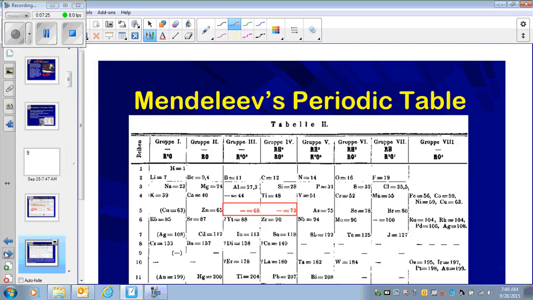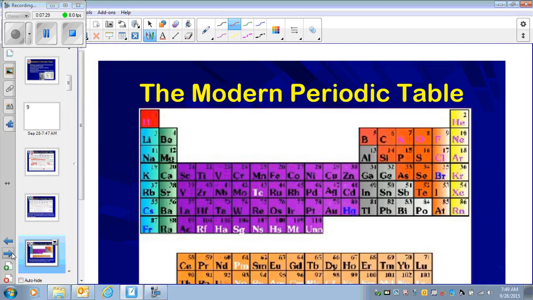The next scientist, again, same concept, the one who brought the periodic table from Mendeleev to the modern periodic table, his name was Moseley. Moseley took the same periodic table that was put together by Dmitry Mendeleev, and he rearranged it by atomic number.